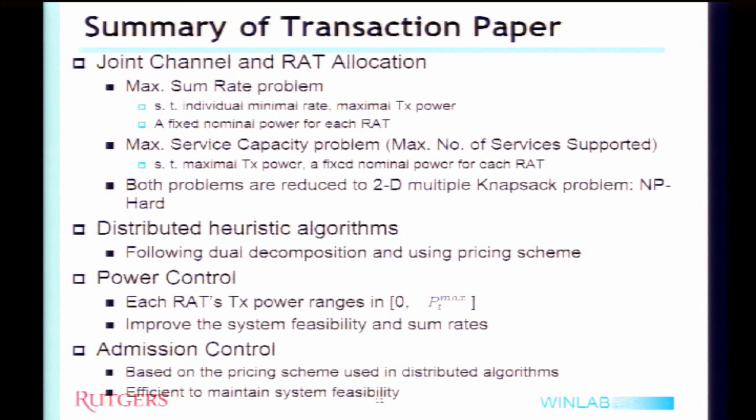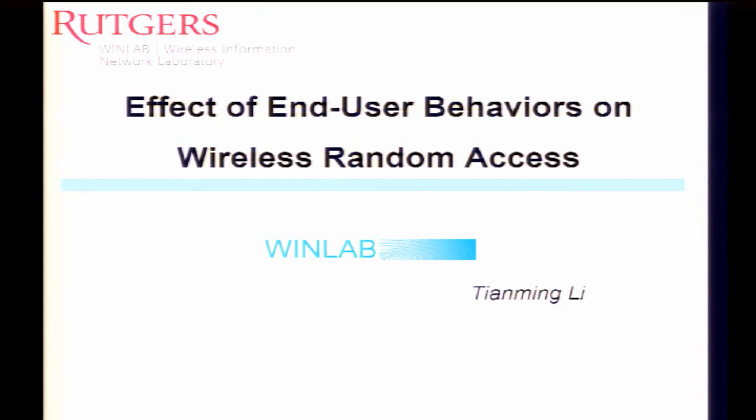After we get an initial allocation from the distributed algorithm, we give flexibility to the end user to locally optimize their transmission power over these initial allocations. This addition of power control can improve the system feasibility and the sum rates. Beyond that, we introduce further admission control schemes into our work. When the system is infeasible, we use this admission control scheme to efficiently maintain the system feasibility. This admission control is based on the price indicators we use in the allocation algorithm. That's all for the CDH work.